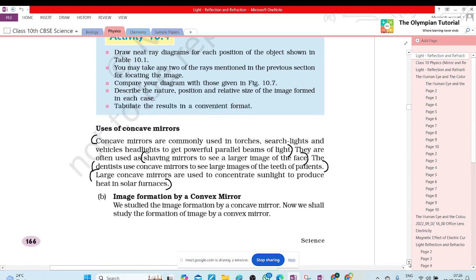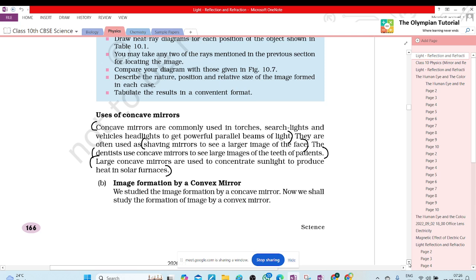Concave mirrors are commonly used in torches, searchlight, and vehicle headlights to get powerful parallel beam of light. They are often used as shaving mirrors to see a large image of the face. Dentists use concave mirror, and large concave mirrors are used to concentrate sunlight to produce heat in solar furnace. So, Tanya, for first one, which diagram you will make?